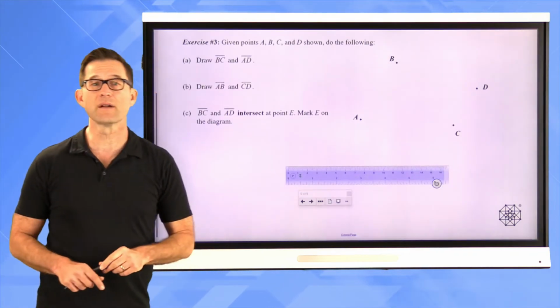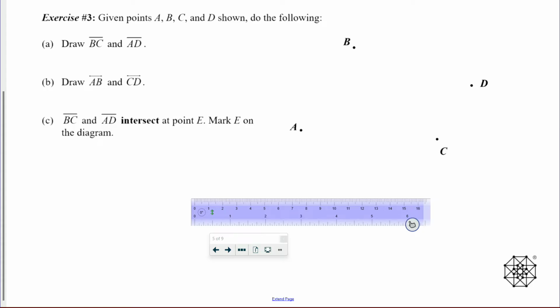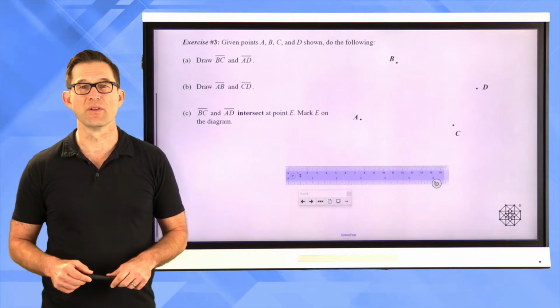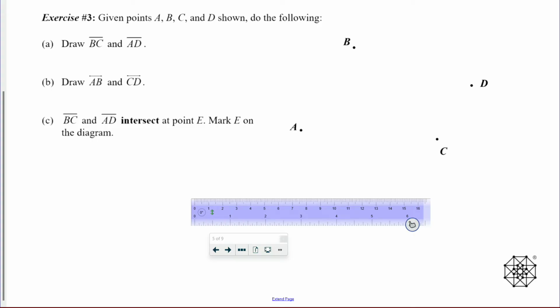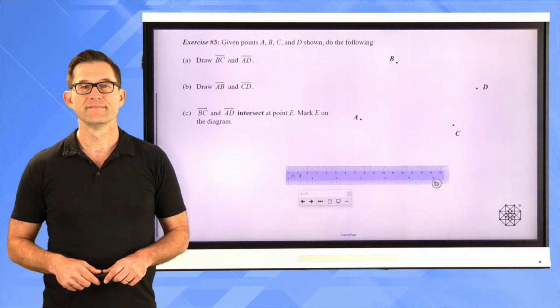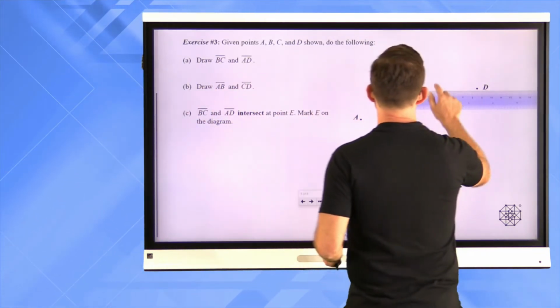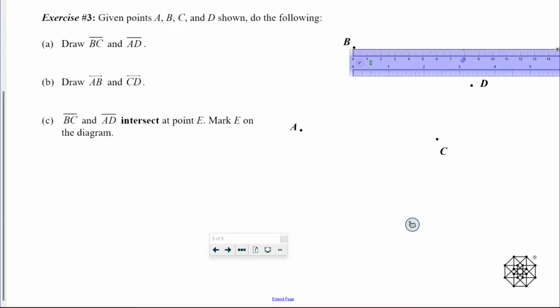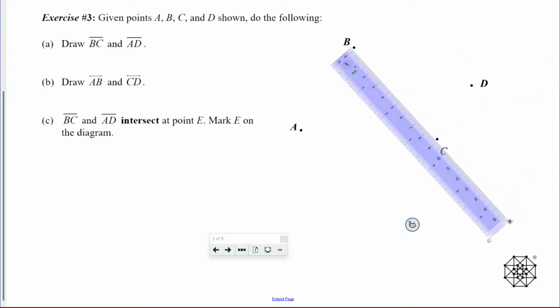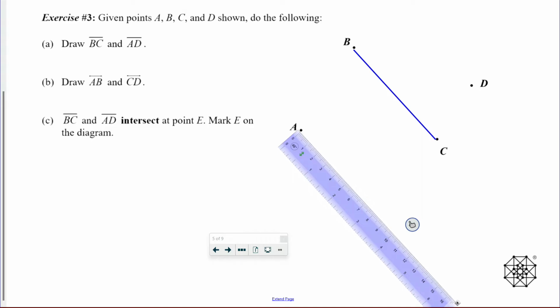All right, exercise number three. Given points A, B, C, and D shown, do the following. Letter A, draw in segment BC and AD. All right, go ahead and do that. That's simple enough. All right, so in this case, we want to draw segments and not lines. So I want to draw in segment BC. So we will get our ruler set up. And there's our segment BC, pretty much. Segment AD.